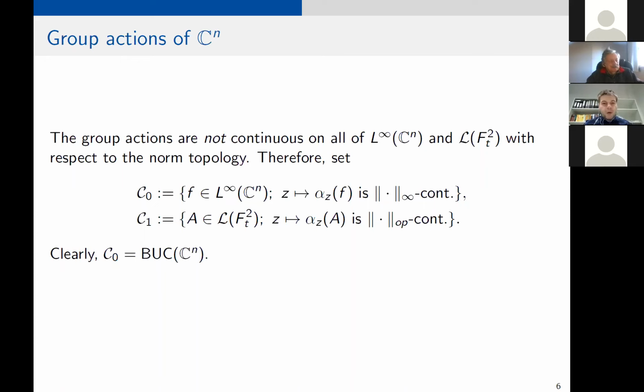We will see plenty of operators that are in there, but here's one example of an operator which is not in C1. If you take U, the operator which maps f of z to f of minus z, then one can show that this is actually not in C1. So this is not the whole algebra of bounded operators. Okay, and we will see this operator U again later.